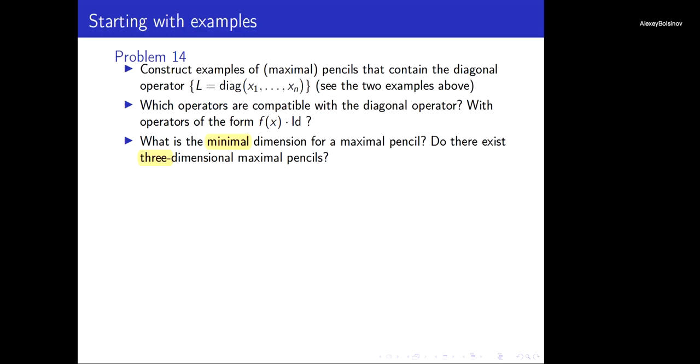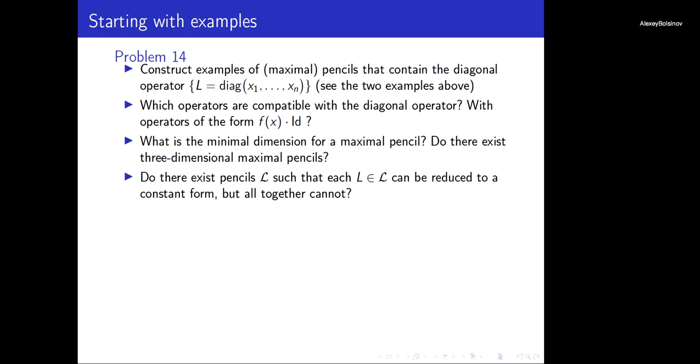For instance, L squared, you can always do it, right? And you can always add the identity operator, because the identity operator is compatible with everything. So you have L, something compatible with L, and the identity. The three-dimensional pencil you can construct in any case. May it happen that you cannot extend it further? I think so, but it would be nice to have an explicit example of such a situation.